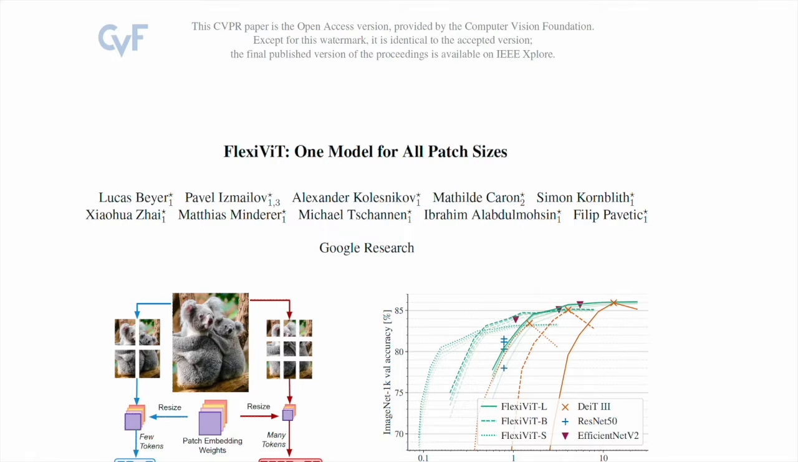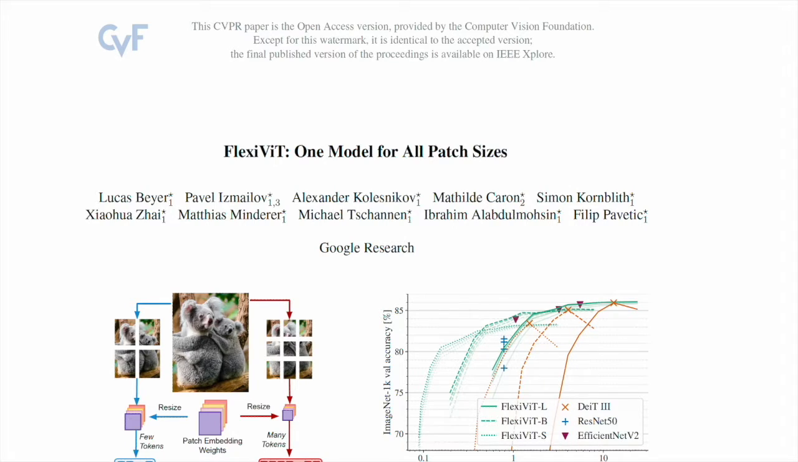Hello everyone, in this video we're going to discuss the paper FlexiViT, One Model for All Patch Sizes, which is a paper by Google Research. Vision transformers work by slicing images into patches, and patch size controls a trade-off between speed and accuracy, with smaller patches leading to higher accuracy at a greater computational cost. However, changing a patch size for a model requires retraining a model.